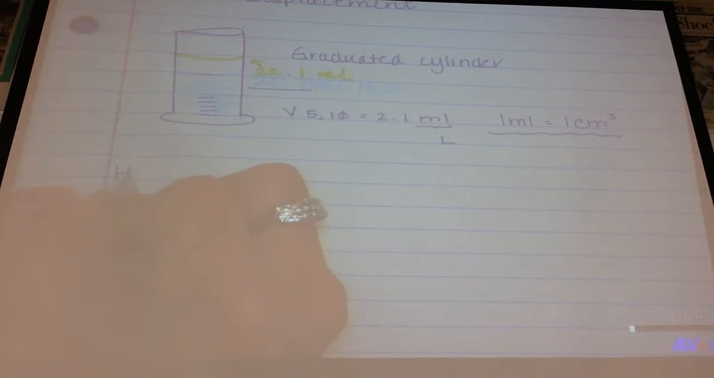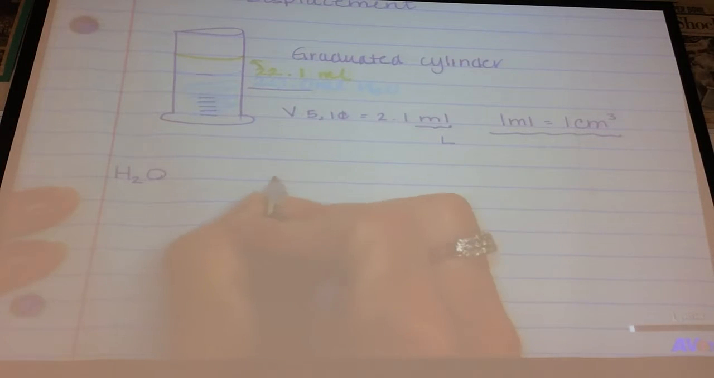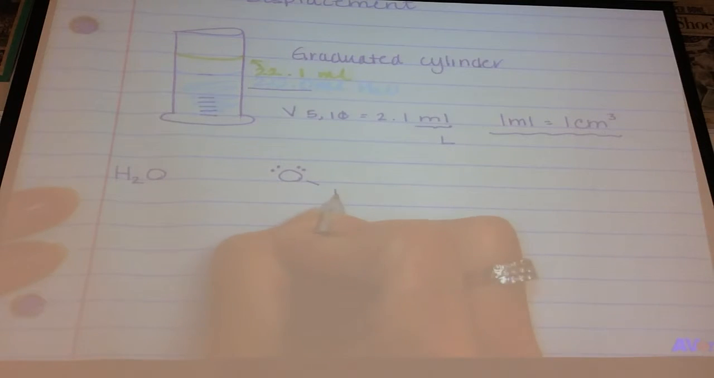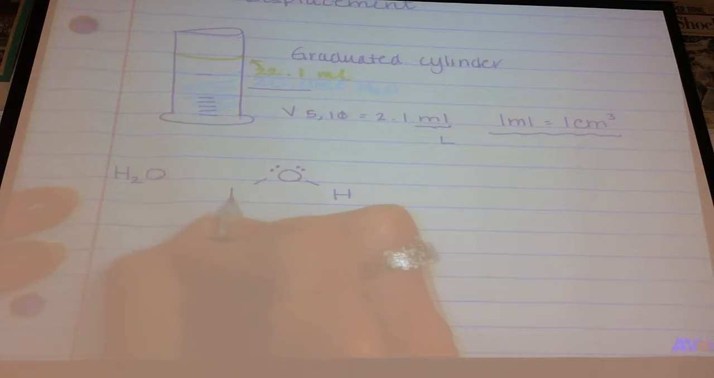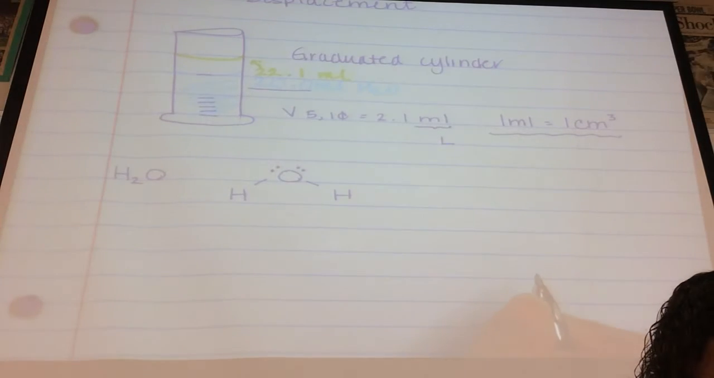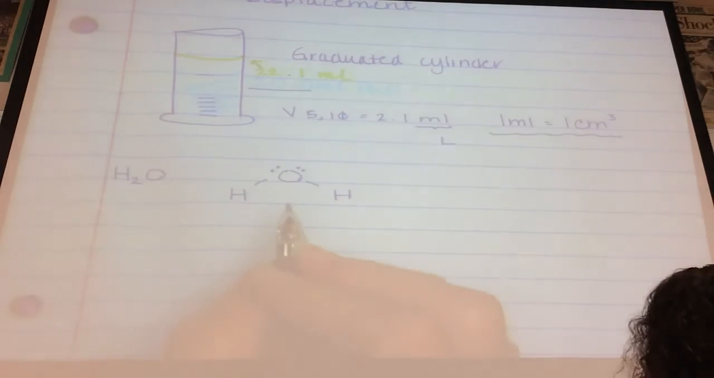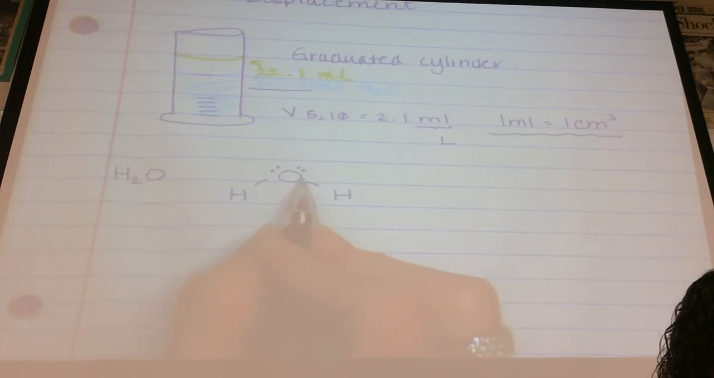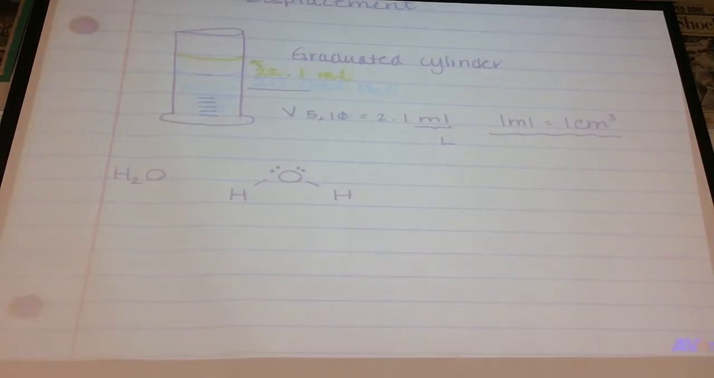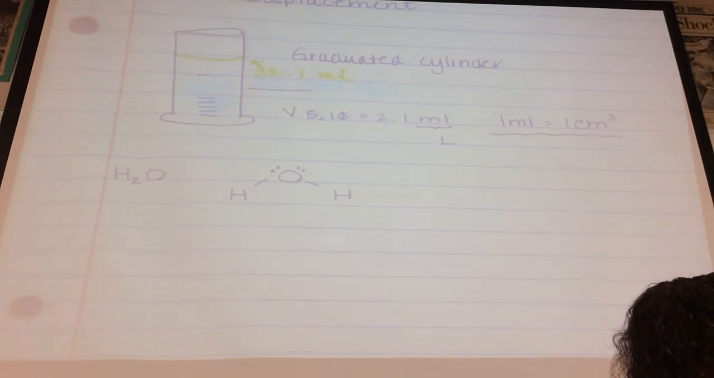water has a bent structure in which you have an oxygen atom bonded to two hydrogen atoms in a bent design. In the diagram you're going to see the oxygen will be in the middle and the hydrogens will be attached to it.